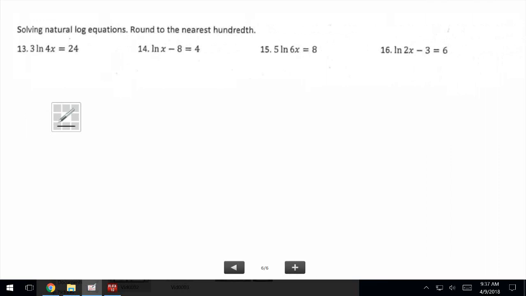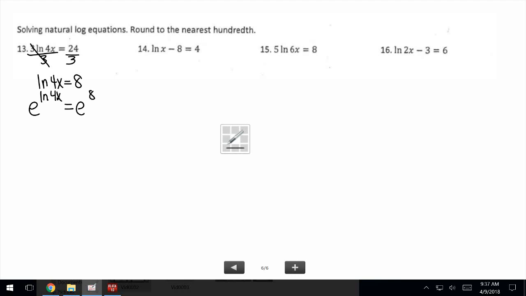The 3. How do you move it? There you go. So you get the natural log of 4x is equal to 8. I have to get rid of the natural log, I have to get x back, so the opposite of natural log is base e. Base e means that everything gets raised to the power. Alright, the opposites cancel out. So you got 4x is equal to e to the 8th power.